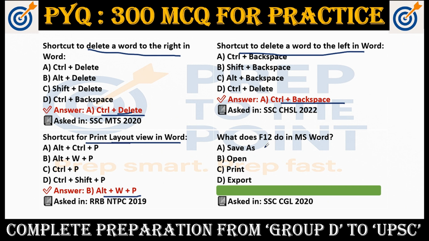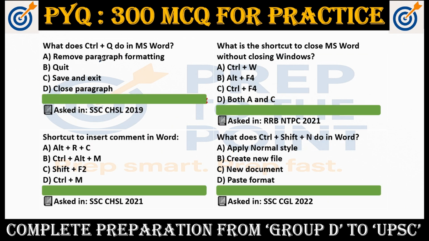What does F12 do in MS Word? Save as. F12, save as. What does Control Q do in MS Word? Remove paragraph formatting. Control Q, remove paragraph formatting.